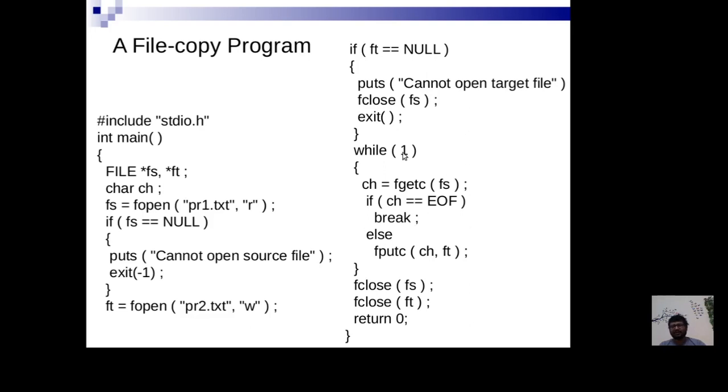Now again, you have a sentinel terminated while loop, where you will fetch a character from the first file, the source file, pr1.txt. fs is the pointer that points to it. If the character is the end of file, that means that we have finished copying one file, pr1.txt to pr2.txt, and you break out of the loop. Otherwise, you write the character that you just read to pr2.txt through the pointer ft that points to it. Once you're out of the loop, you have completely copied pr1.txt, everything there, to pr2.txt. You close both file pointers and return.